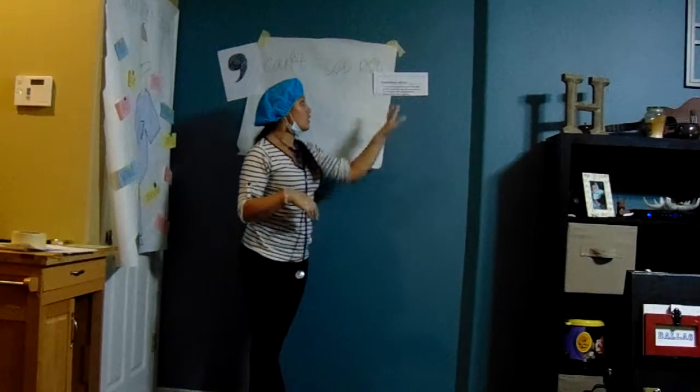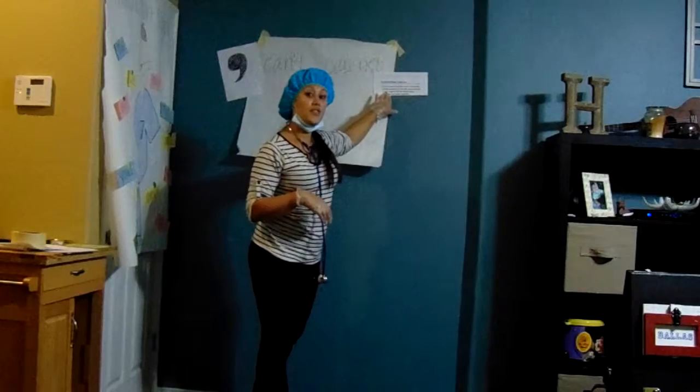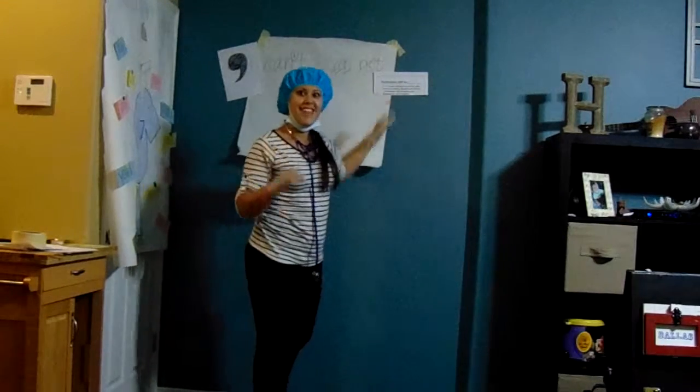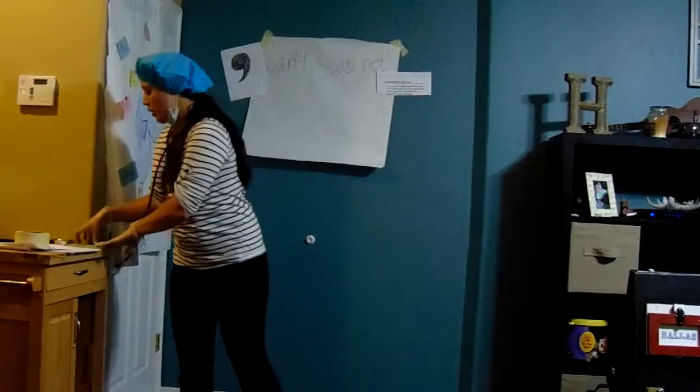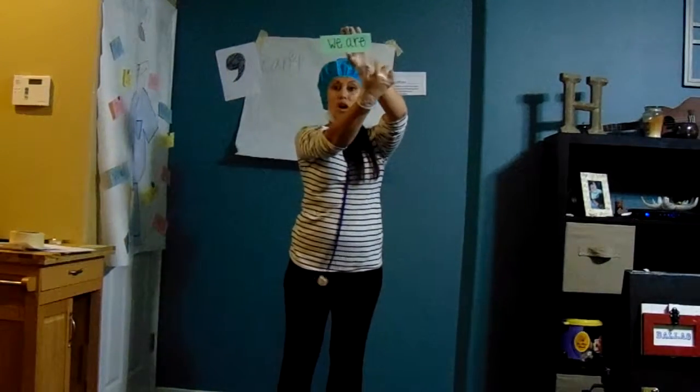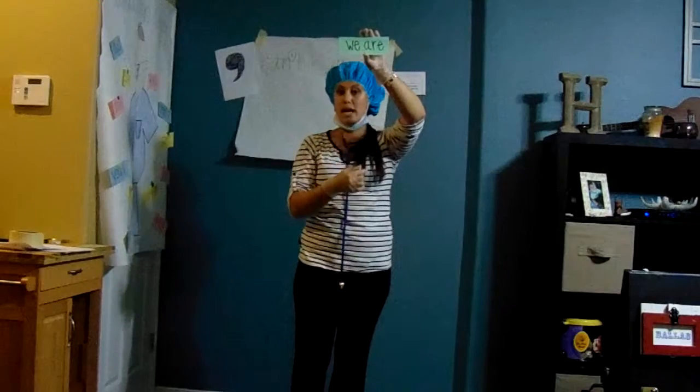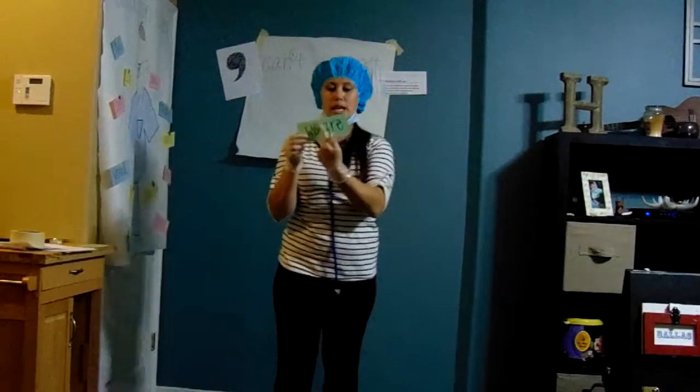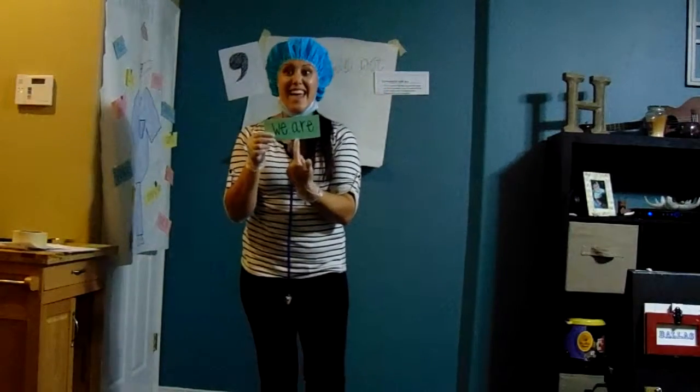Okay? So everybody, what letter are we getting rid of in the R family? The A, exactly. So first what I'm going to show you is two words. We are. It's in our R family, right? So our rule said that we get rid of the A.